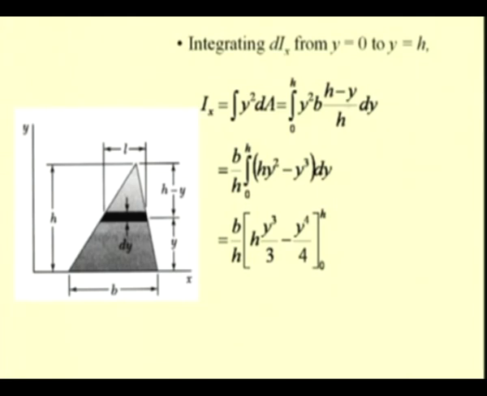If we simplify this term, we have B by h, these two being constants, we take it out, integral of (h y square minus y cube) dy, and if we integrate it, we have h y cube by 3 minus y to the power 4 by 4 in the limit of 0 to h, and when we put these limits, we have Ix as b h cube by 12.